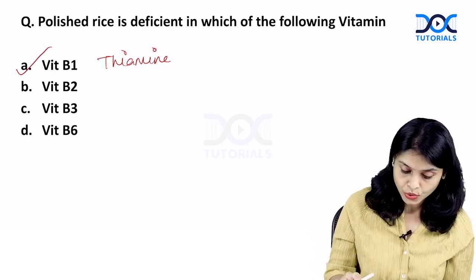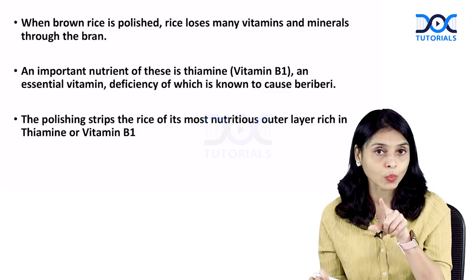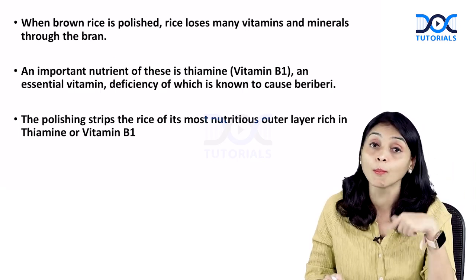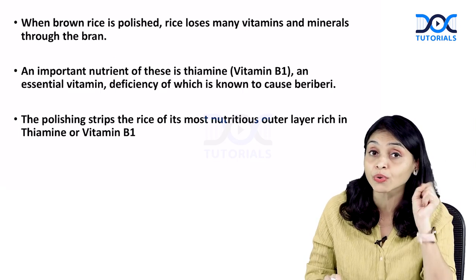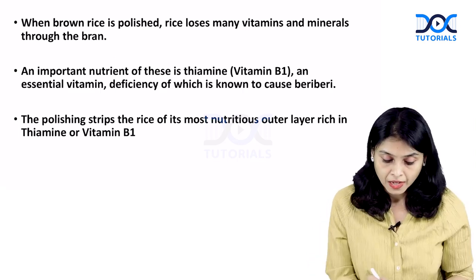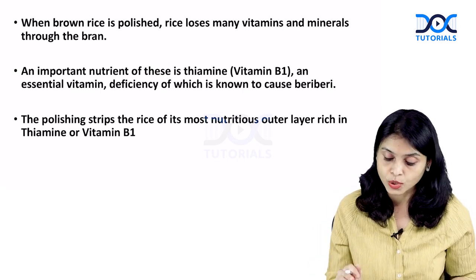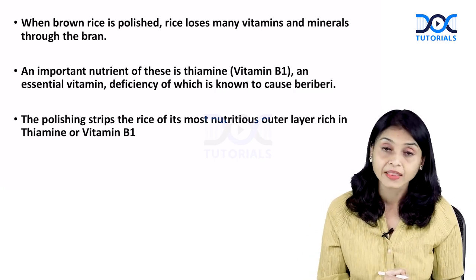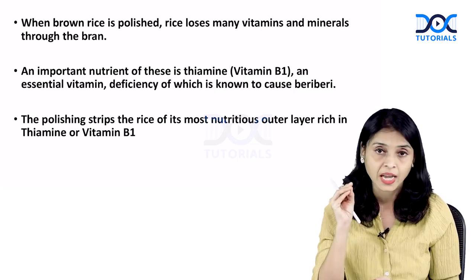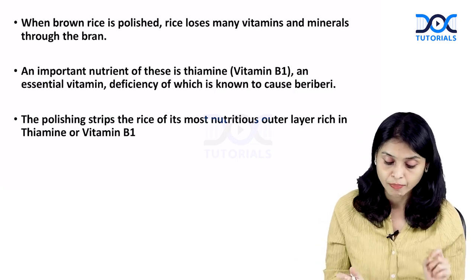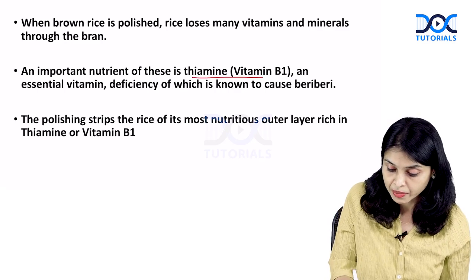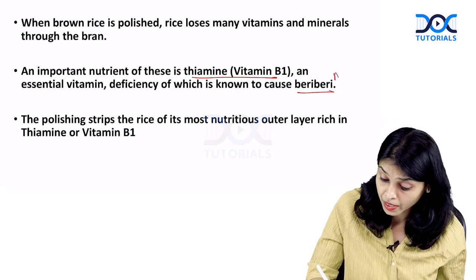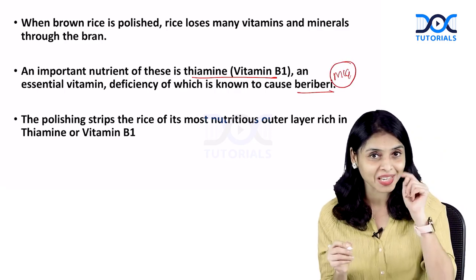Okay. So, white rice, brown rice, which is good or better, or which one has got more nutrients or nutritious value? It is brown rice. When you polish, rice loses many vitamins and minerals through the bran, the outer covering, and that outer covering is rich with minerals and vitamins, and the most important nutrient of this is thiamine or vitamin B1, and it can lead to beriberi. Beriberi is an MCQ. Okay, beriberi is an MCQ.